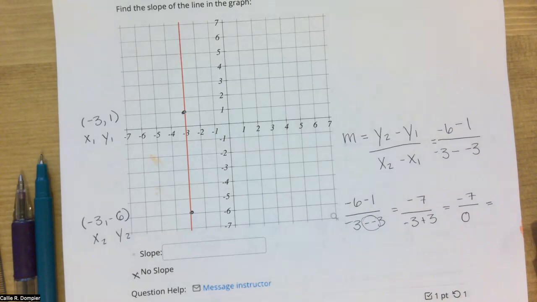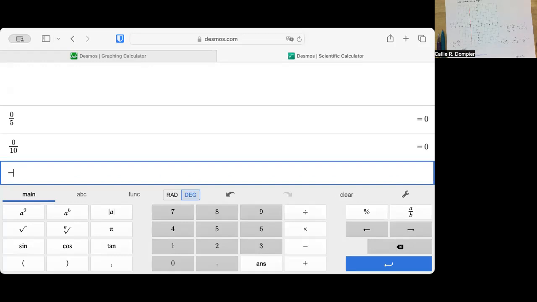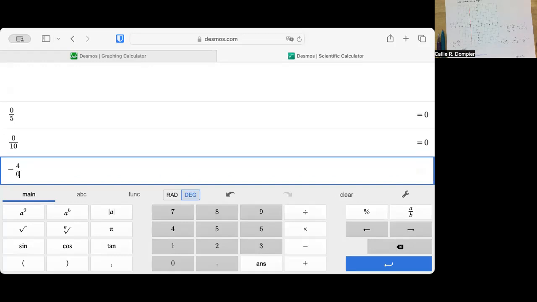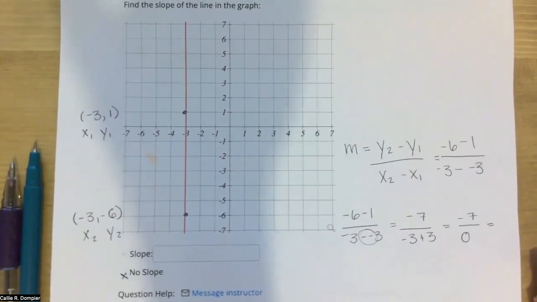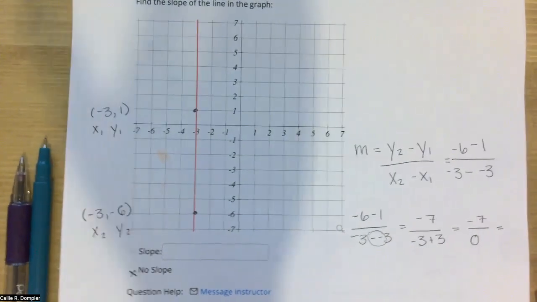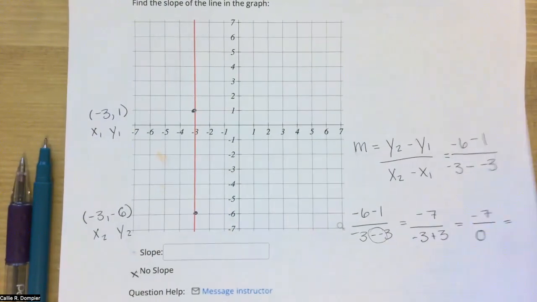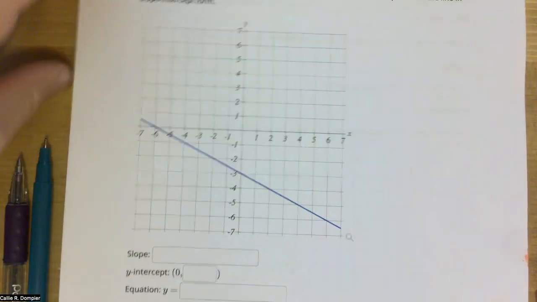Remember what happens if you divide. You can divide a 0 by a number, but what if you take that number and you divide it by 0? We get undefined. You cannot take a number and divide it by 0. So that's why we say that the undefined straight up and down line has no slope. Slope of -7 over 0.